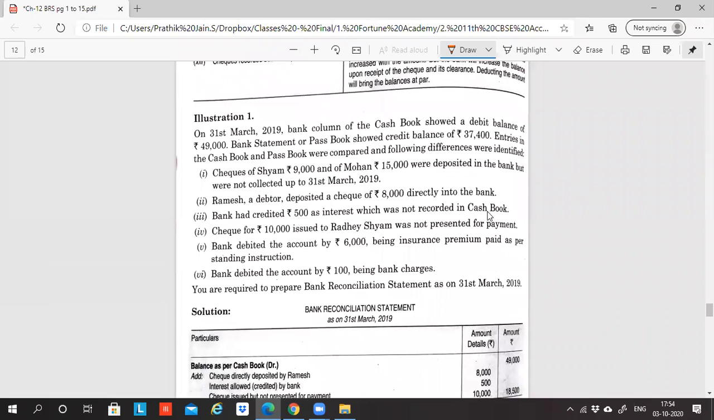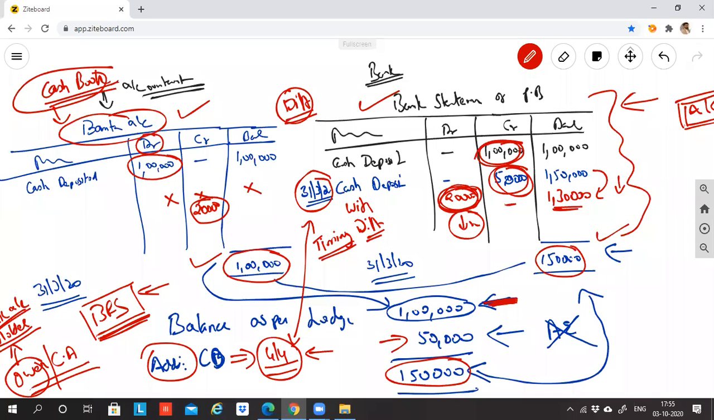Guys, illustration 1 says that on 31st March 2019, can I say 31st March means it is year ending? Yes, sir. On 31st March 2019, the bank column of the cash book showed a debit balance of 49,000 rupees. What do you mean by this? Can somebody please explain what they are trying to tell you?